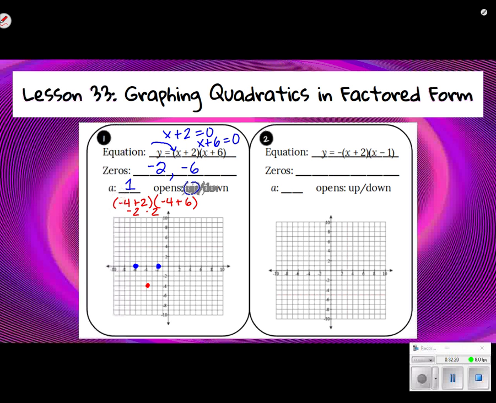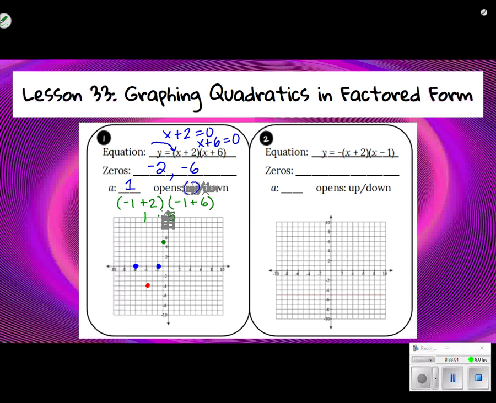You can plug in negative 3. You could plug in negative 5. Those are other points that you could plug in. But I also want you to plug in points outside. So I would plug in negative 1. I'm going to erase this and just plug in -1 for my parentheses. -1 plus 2, -1 plus 6. -1 plus 2 is 1, times -1 plus 6 is 5. 1 times 5 is 5. So -1, 5 is a point.